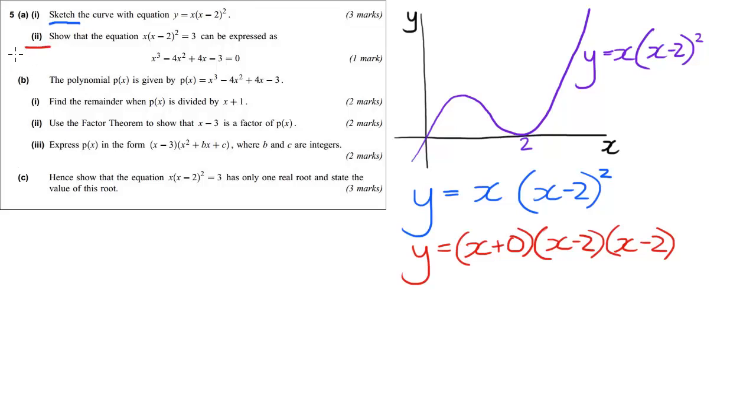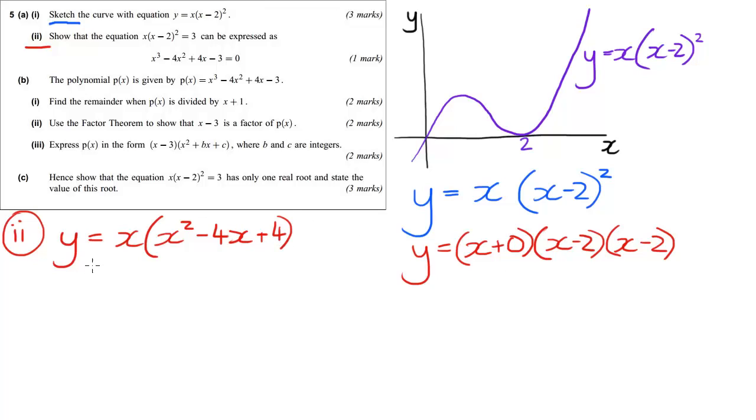So part 2, part II. Show that it can be expressed like this. Well, this shouldn't be too difficult, especially for 1 mark. So all I'm going to do is, as was here, write it out longhand. So we're going to have y is equal to x, and then I'm going to multiply out these 2 brackets. I hope you can follow what's going on. So x times x is x squared. Then I'm going to have minus 2x, minus another 2x, so minus 4x, and minus 2 times minus 2 is plus 4.